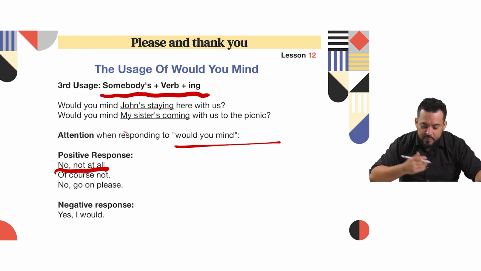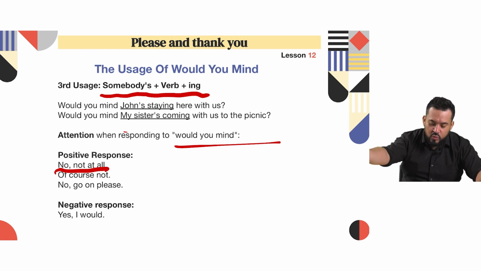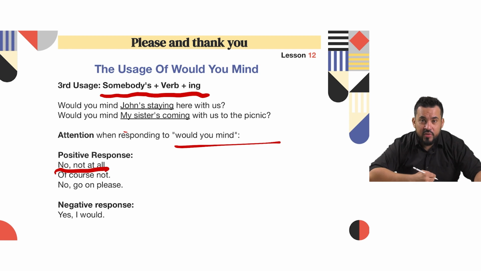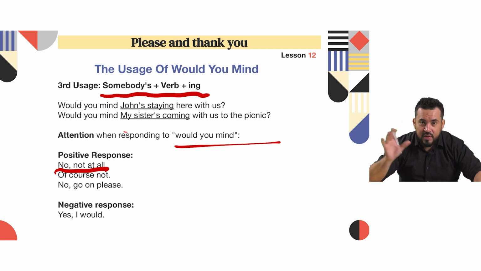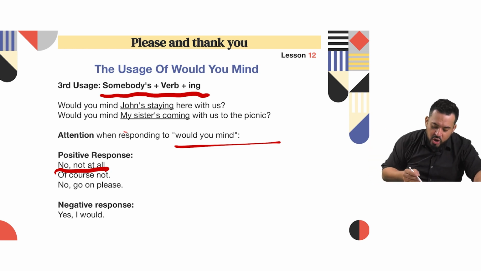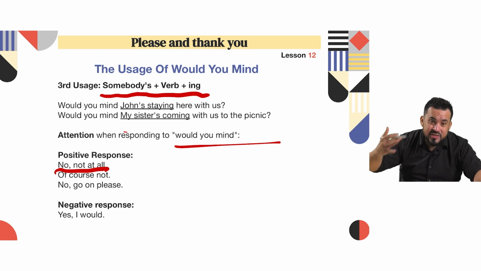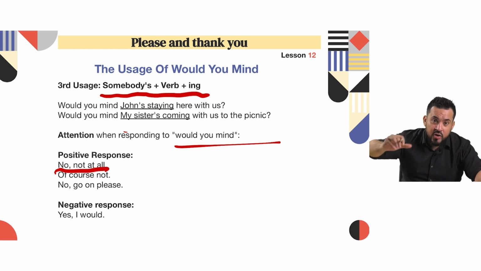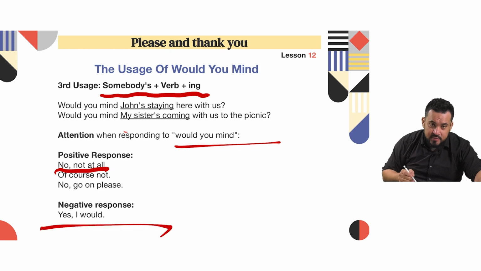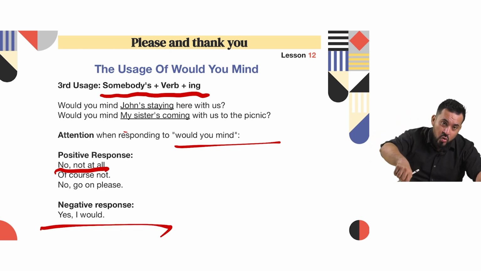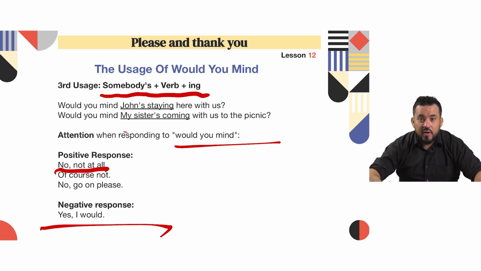If I say, for example, would you mind John staying here with us? You say, no, bring John over. I'm fine. Okay, that is all positive response. So no, not at all, of course not. This is all saying yes. You are fine with what's being asked of you. But if you say yes, that means no. That means I don't want you to do what you're asking me.